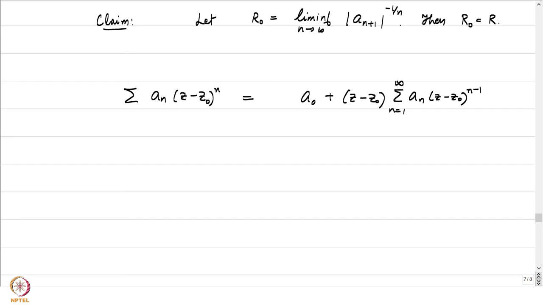Now, for z in D(z0, r0), what do we know about the power series that we have just underlined? This particular power series, as you can note, has a radius of convergence r0.